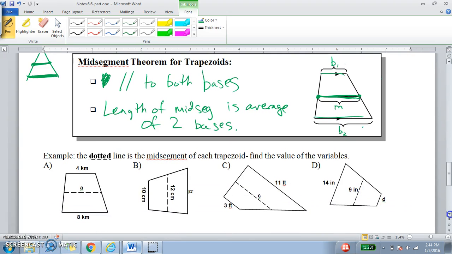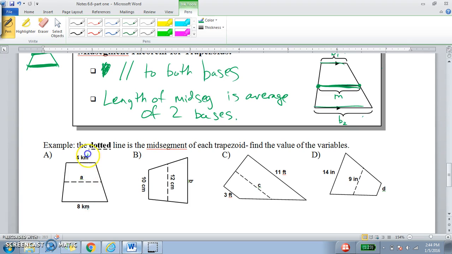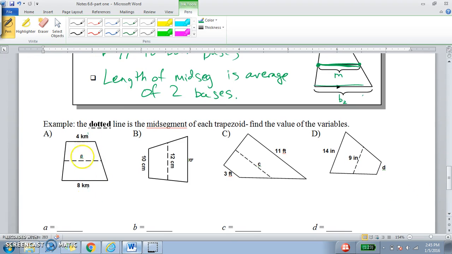So in letter A, we have the two bases are 4 and 8. So to find the length of the midsegment, the dotted line is the midsegment. To find the length of that, we add 4 and 8, and then we divide that by 2. 4 plus 8 is 12. Divided by 2 is 6 for the midsegment.